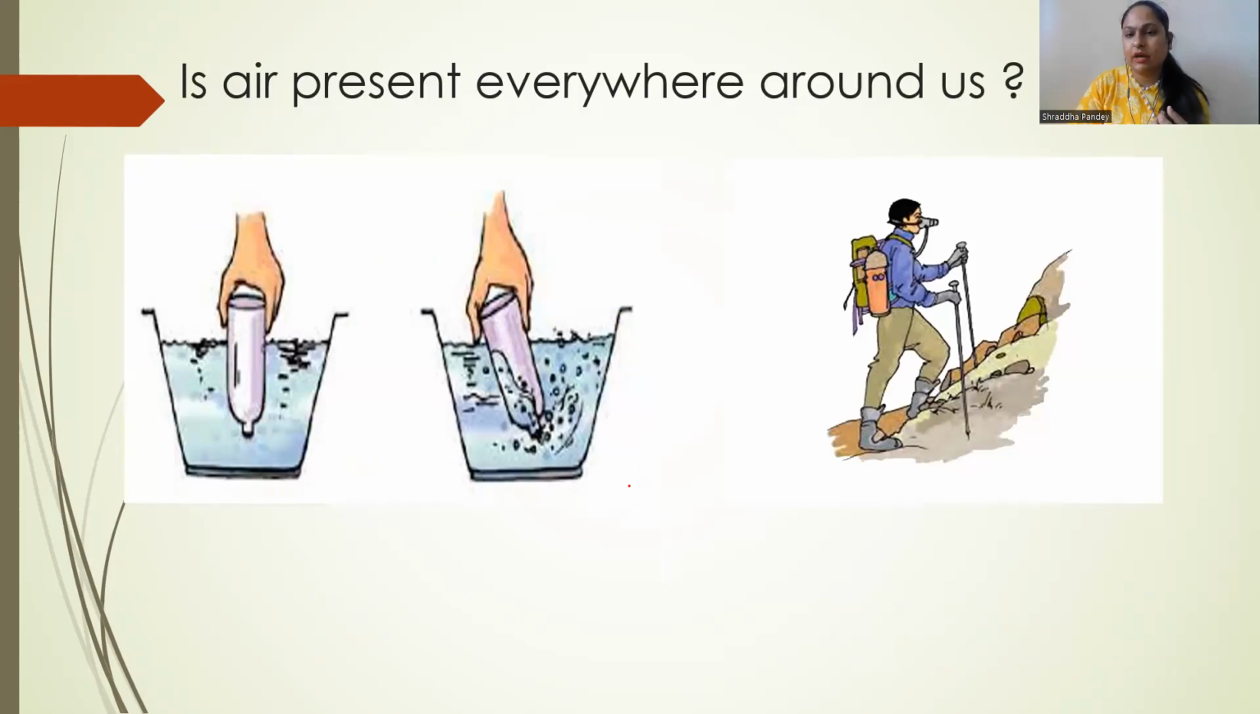Now, is air present everywhere around us? We will check by doing an activity. What is that activity? Take a bottle. We want to check whether air is present everywhere or not. Take an empty bottle, a bottle which has nothing in it, no water. Now invert the bottle upside down, open its lid, open its cap.